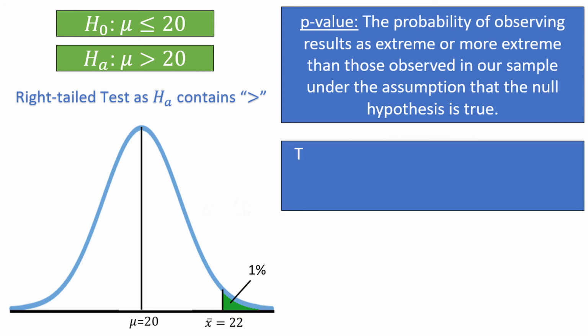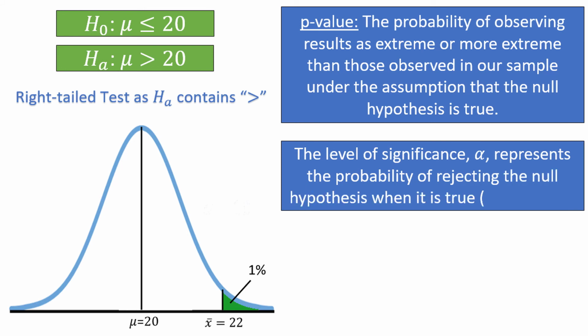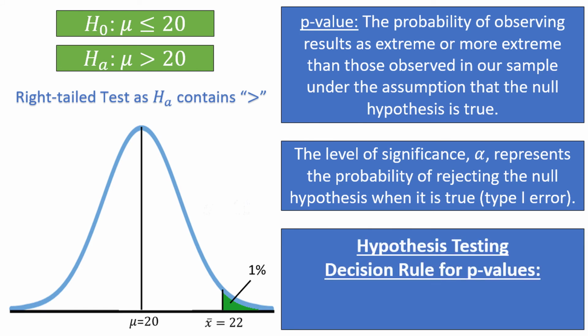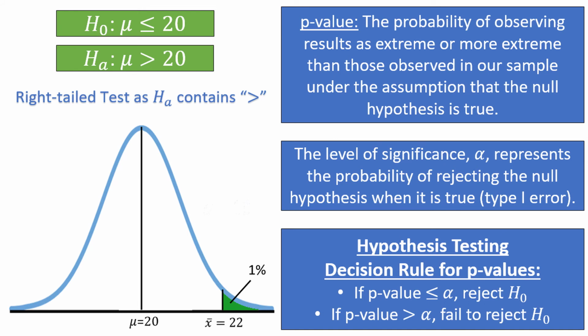You may remember that the level of significance, alpha, represents the probability of rejecting the null hypothesis when it's true, what is called a type 1 error. The so-called decision rule in a hypothesis test is that if the p-value is less than or equal to alpha, we should reject the null hypothesis. If the p-value is greater than alpha, we should fail to reject the null hypothesis. The level of significance is a value set by the researcher prior to conducting the test. Setting a lower level of significance, like 1%, makes it more difficult to reject the null hypothesis, but also reduces the chance of making a type 1 error.